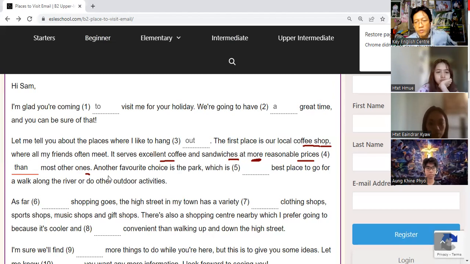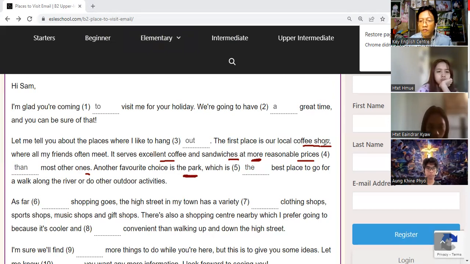More than other shops, other ones. Another favorite choice is the park, which is the best, right? Right, the best place to go. Another choice, what is another choice? Park, right? Another place is park.